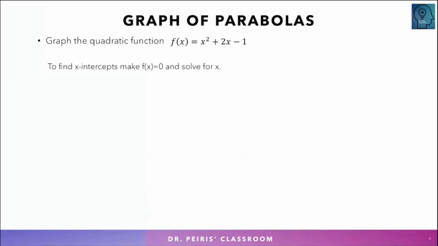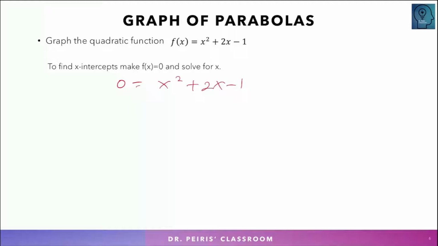Now let's see how we find the intercepts. First I'm going to show you how to find the x-intercept. To find the x-intercept we need to make the y value equal to 0. So we substitute f of x equal to 0 in the given quadratic function. Then you need to solve this for x. So the first thing is to see if this can be factored. If not, we use the quadratic formula.